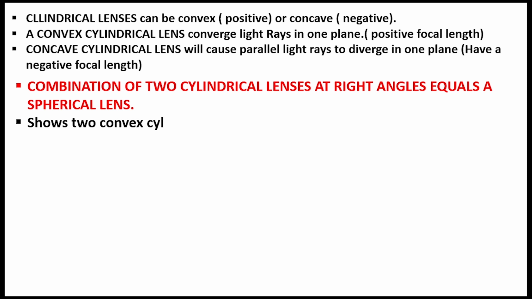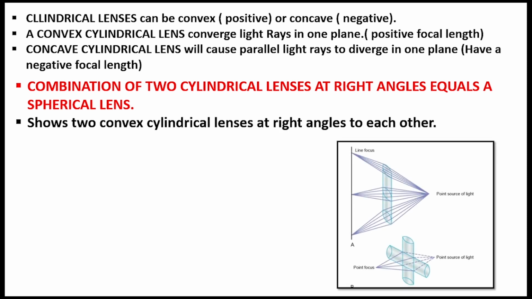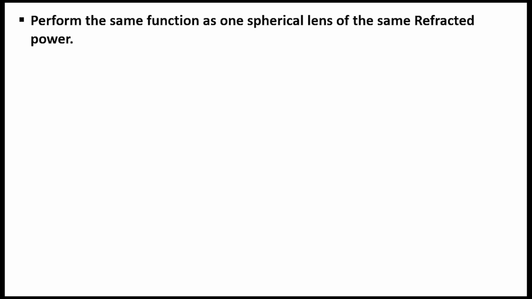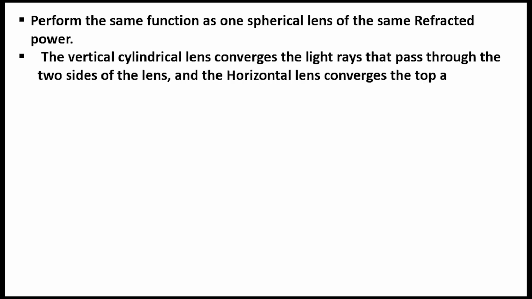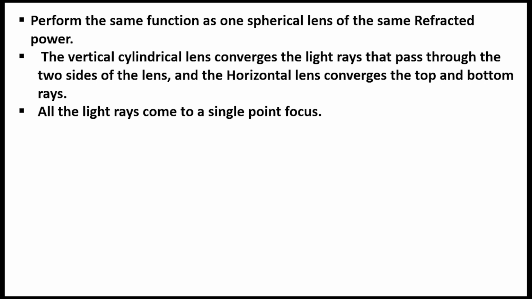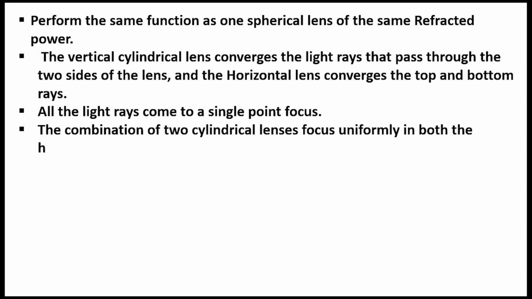This shows two convex cylindrical lenses at right angles to each other. They perform the same function as one spherical lens of the same refractive power. The vertical cylindrical lens converges the light rays that pass through the two sides of the lens, and the horizontal lens converges the top and bottom rays. All the light rays come to a single point focus. The combination of two cylindrical lenses focuses uniformly in both the horizontal and vertical planes.